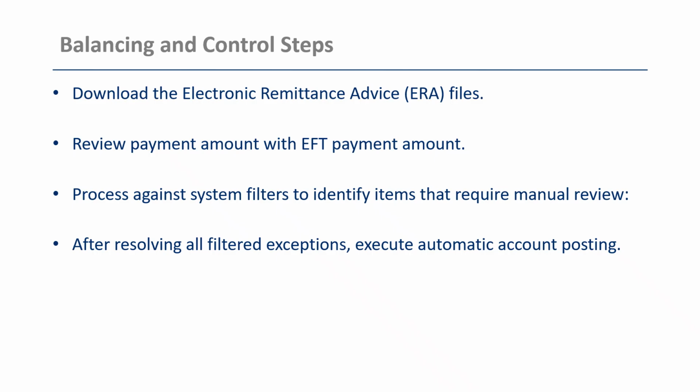The following steps will ensure proper balancing and control of the ERA postings. You need to download the ERA electronic files and compare the payment amount with the EFT payment amount. Process against system filters to identify items that require manual review, which would be your posted contractual adjustment if it doesn't match the actual payer contractual adjustments, any takebacks, denials, zero payments, and held claims. After resolving all filtered exceptions, you execute automatic account posting.